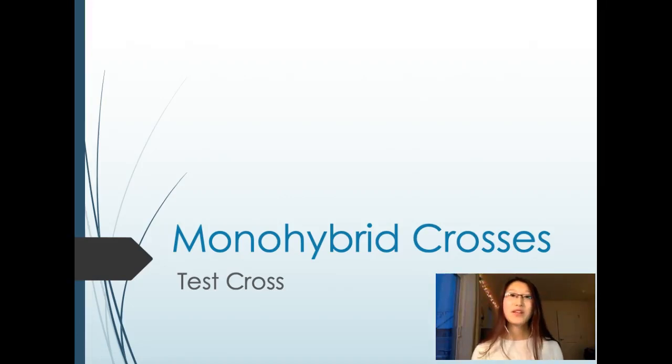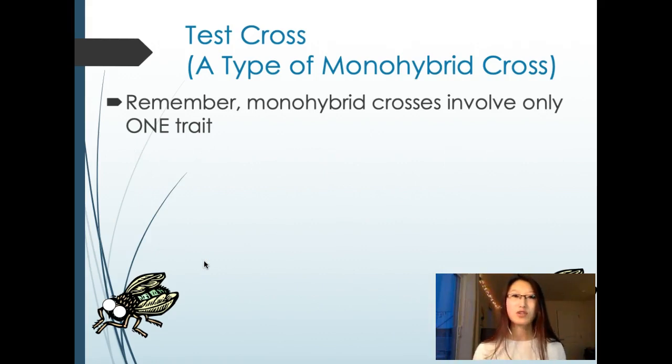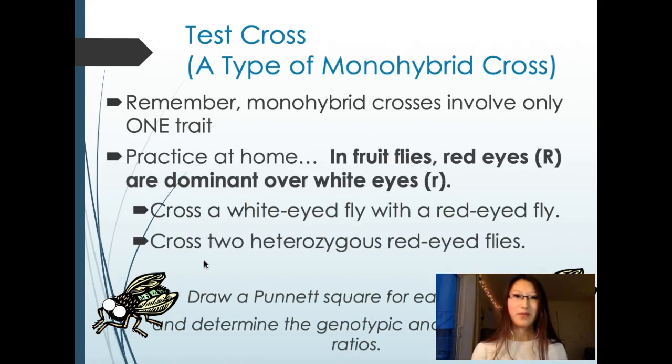Hello everyone, in this video we're going to talk about something called the test cross. It is also a monohybrid cross, but it adds a little bit of a twist to it. If you can remember, when we talk about a monohybrid cross, it is only one trait. So here we're going to look at an example with fruit flies.